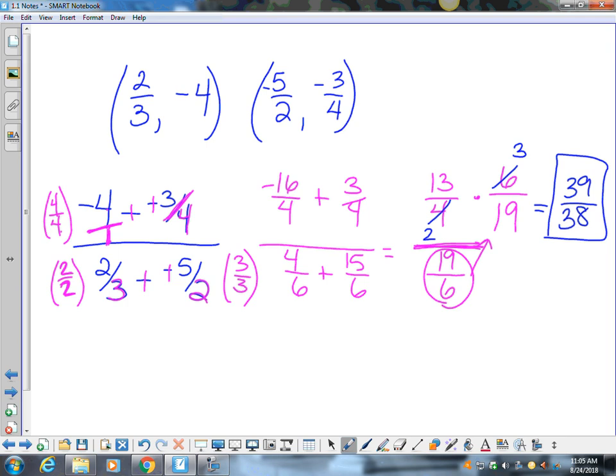This you need to be able to do. There are some of these on your homework. I beg you not to use your calculator. Slow down, take your time, make sure you know how to do these fractions.